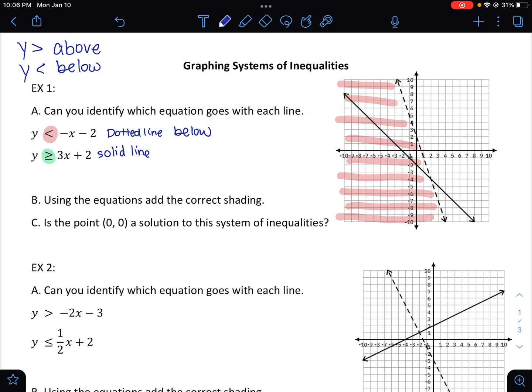Then I go to my second equation. It's opening towards the y, which means it's going to be above. So I find that line, which is the solid line, and I'm going to shade above. So I find the y-intercept, I go up, so that's going to be this area right here.